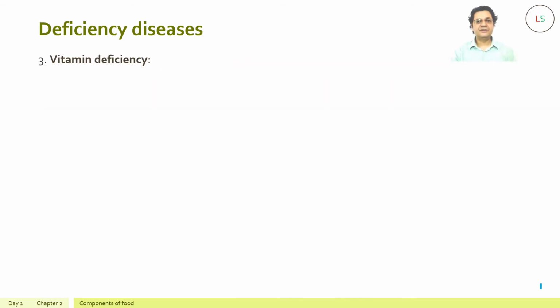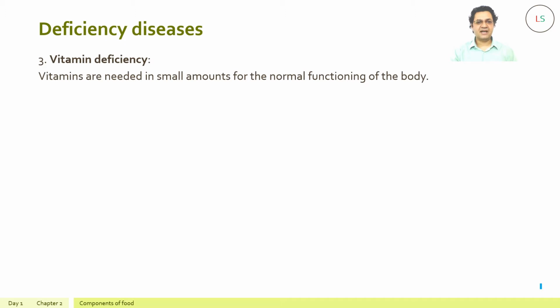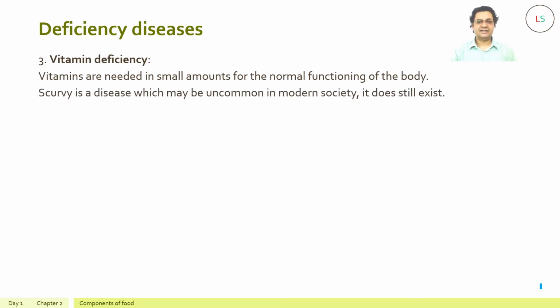The third one is vitamin deficiency. Now, vitamins are needed in small amounts for the normal functioning of the body. Scurvy is a disease which may be uncommon in modern society, but it does still exist. Here is a picture of teeth which have deteriorated because of scurvy. Scurvy is mainly caused due to the deficiency of vitamin C, and its symptoms are anemia, skin problems, gum bleeding and weakness. Vitamin C is required to make collagen, which is an important component of connective tissues.